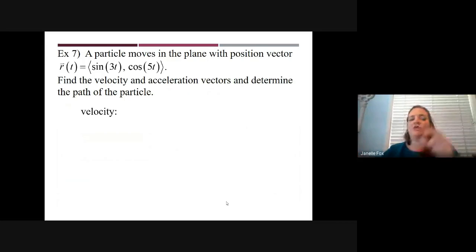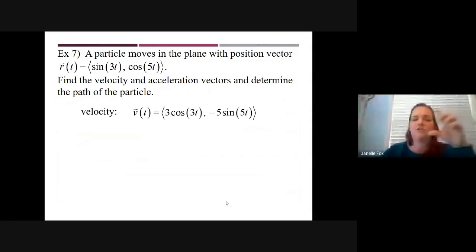So velocity, we know we're just going to do the derivative, and we just do the derivative in its components. And so we're going to use a little bit of chain rule. And so the velocity vector is 3 times the cosine of 3t and then comma -5 times sine of 5t. Pretty simple.